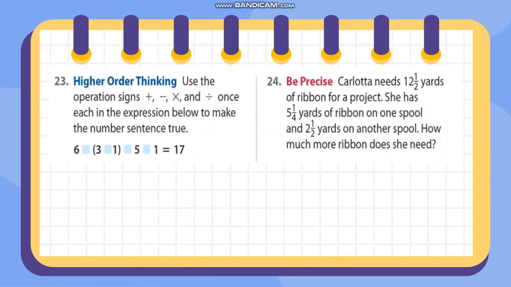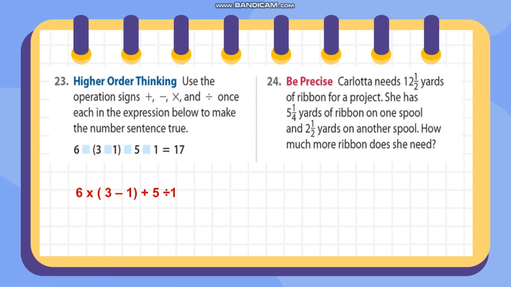Next, question number 23. Use operation signs addition, subtraction, multiplication, and division once each in the expression below to make the number sentence true. So the correct answer is 6 multiplied by 3 minus 1 plus 5 divided by 1. As you can see, I used the operations only once. When I solve that one, 3 minus 1 is 2, 6 times 2 is 12. Then 5 divided by 1 is 5, so 12 plus 5 is equivalent to 17.